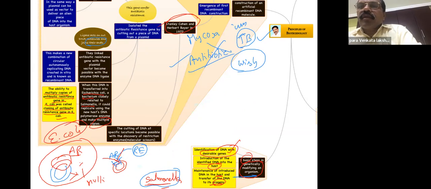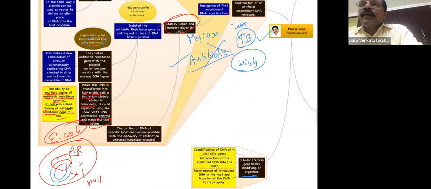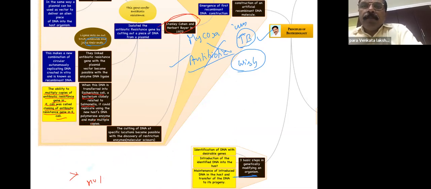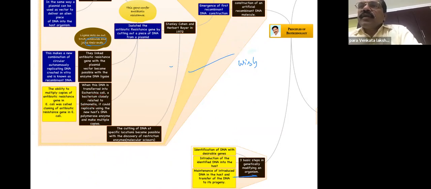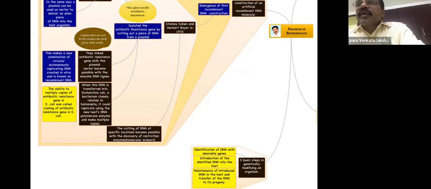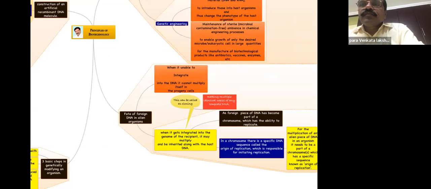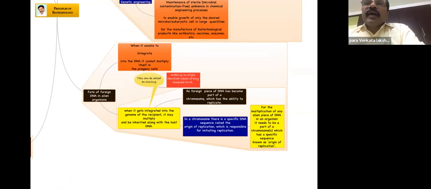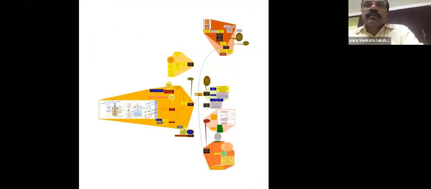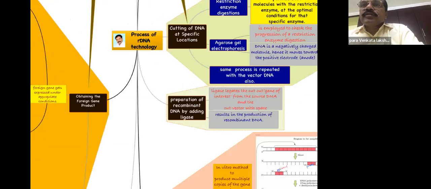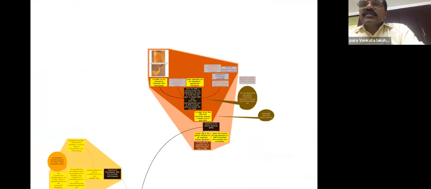What are the two important bacteria you have to remember in relation to Cohen and Herbert Boyer? Salmonella, then E. coli. Is it clear? Yes, sir. What is bacteria? Typhoid is caused by Salmonella typhi and paratyphi, and tuberculosis is caused by Mycobacterium tuberculosis.